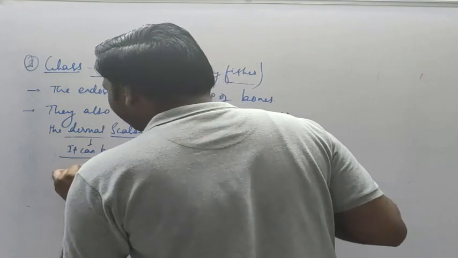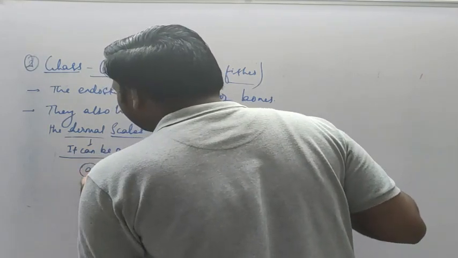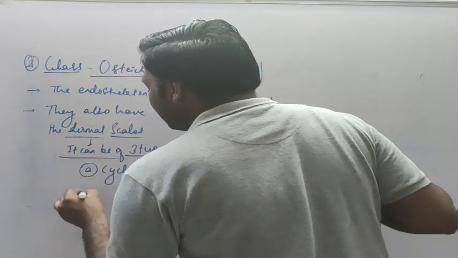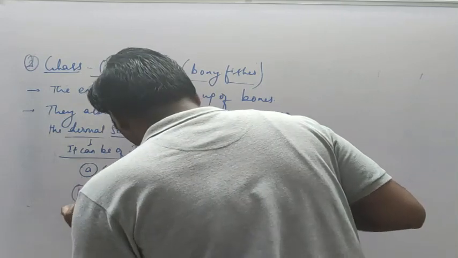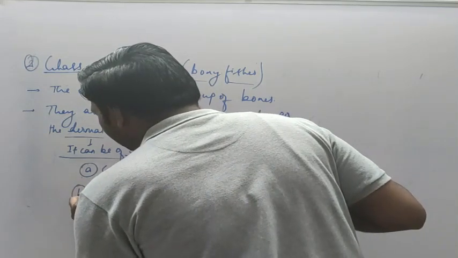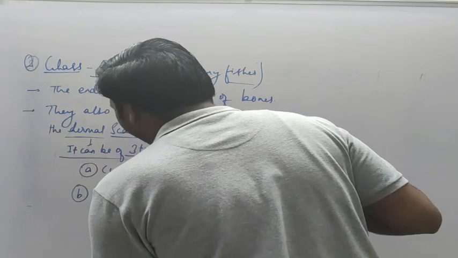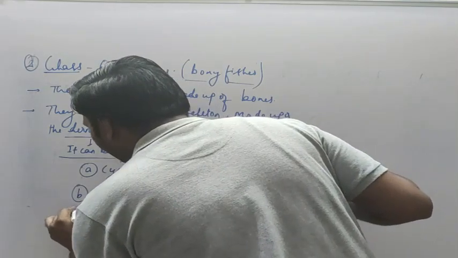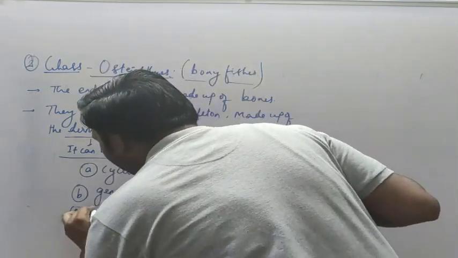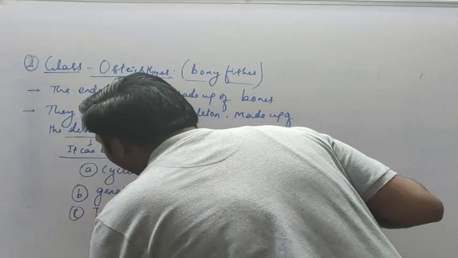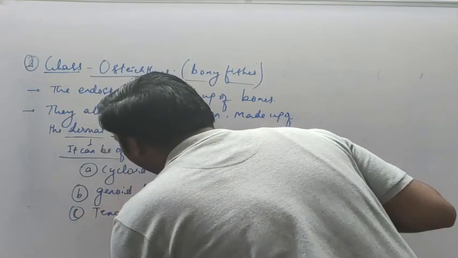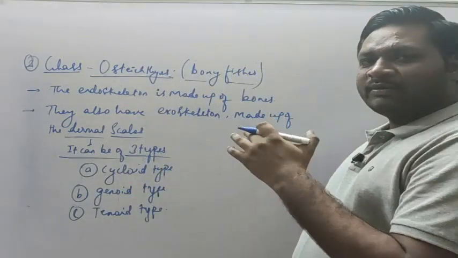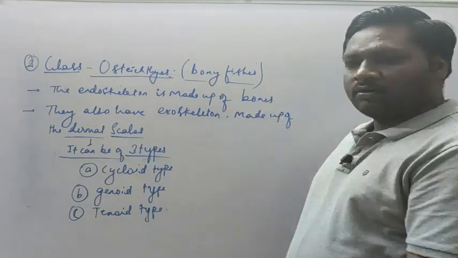They may have the cycloid type of scales. Okay, then they may have the ganoid type of scales, and third we have the ctenoid type of scales. Ctenoid type. Okay, so these are the different types of scales which can be seen on the dermal part, that is on the skin part of the bony fishes.